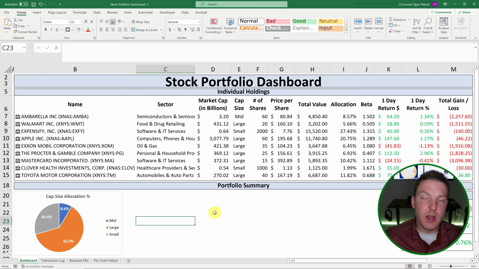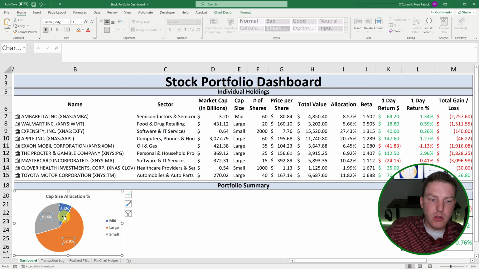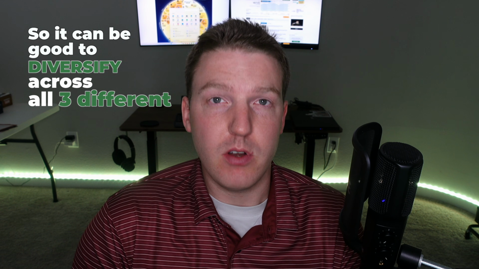So now we can see a more nicely formatted pie chart for the cap size allocations. And my main takeaway from this is I think I might be a little bit overweighted in large and small cap stocks and perhaps a little underweighted in mid cap stocks. And the reason this is significant is that generally the larger the company, the less risk involved with investing in that company, but also the lower possible returns. So small cap companies generally should outperform mid and large cap companies on a long-term time horizon just because of the added risk that you're taking on when you invest in them. So it can be good to diversify across all three different cap sizes.